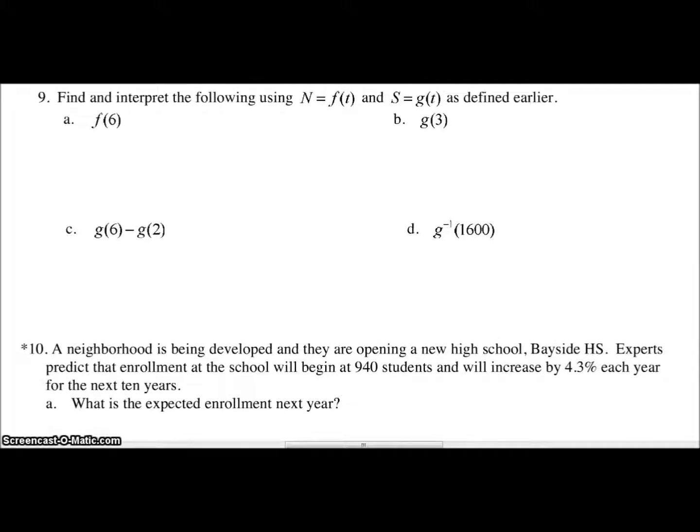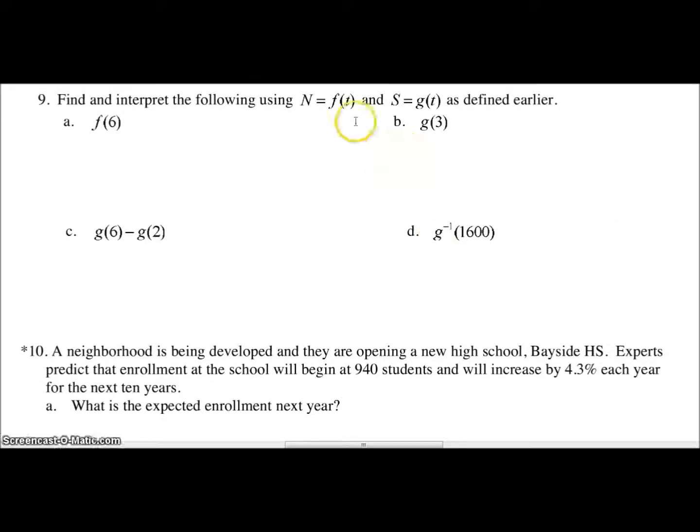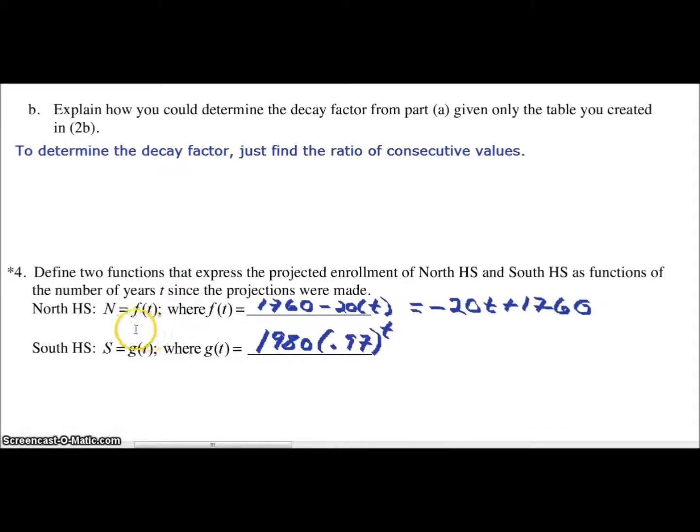Number 9, find and interpret the following using n equals f of t and s equals g of t as defined earlier. F of 6. That was our function for enrollment at North High School. So f of 6, let's see, we can just plug 6 into this function. Negative 20 times 6 plus 760. I got 1640, and that tells us that after 6 years the expected enrollment will be 1,640.